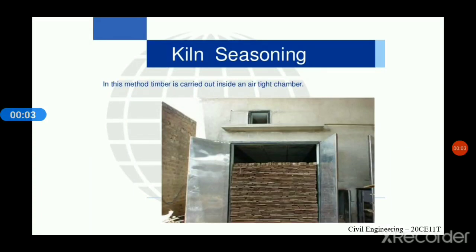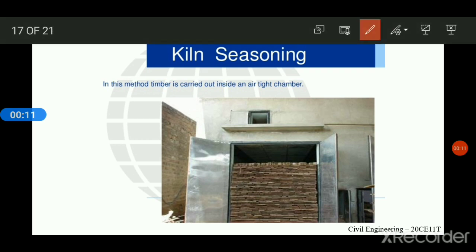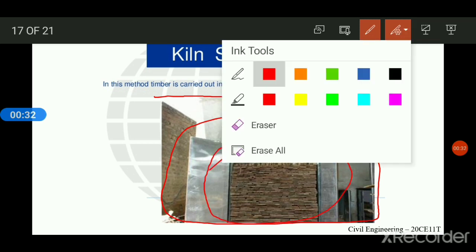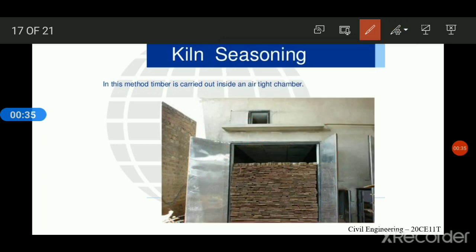Next, the last method of artificial seasoning, that is kiln seasoning. Here you can see the arrangement of kiln seasoning. In this method, the timber is carried inside an airtight chamber. You can see it in this figure. I'll explain the process of kiln seasoning. The timber is arranged inside this chamber.